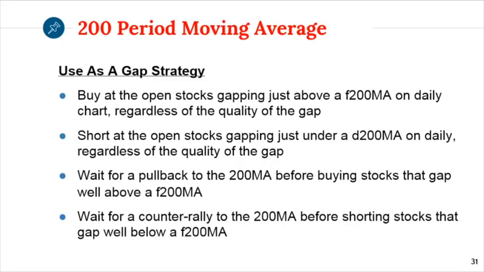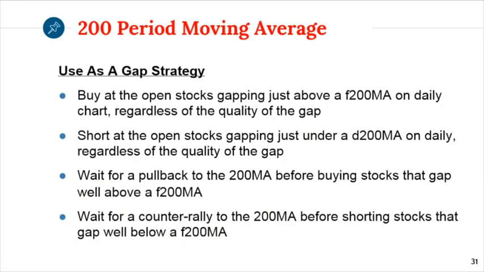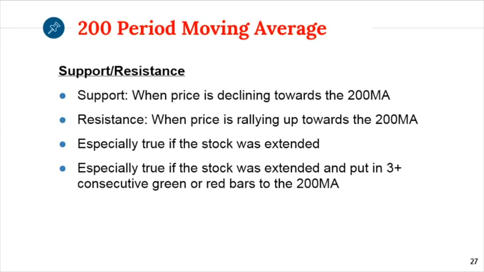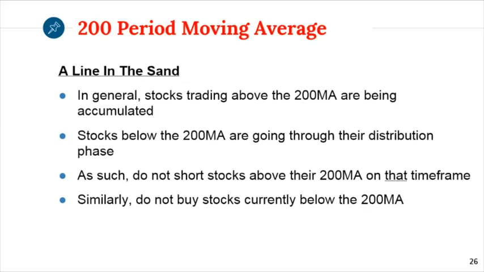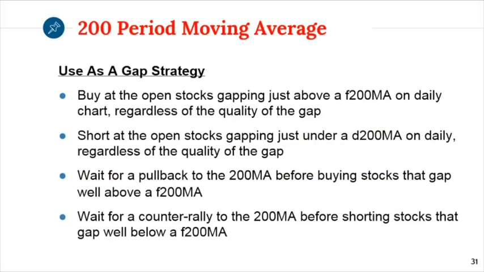Now, here's how we talked about using it as support and resistance, as a line in the sand: stocks above it bullish, stocks below it bearish. We said flatness is king, right? Okay, good. So here are other ways to use it. You can use it as a gap strategy.